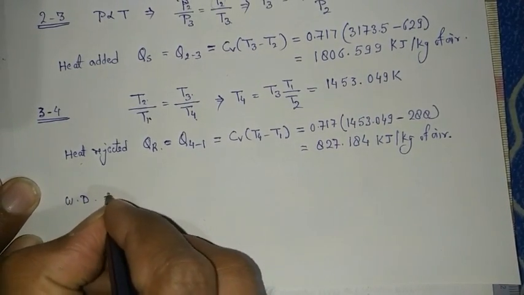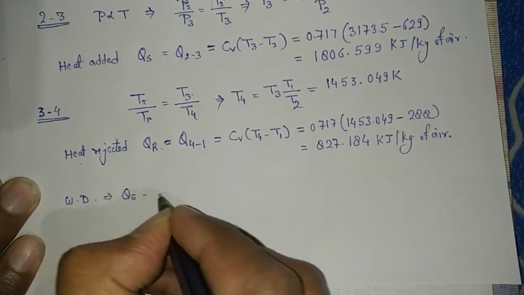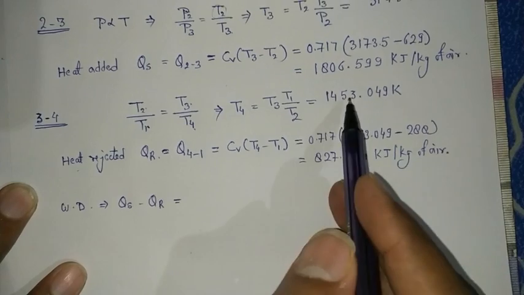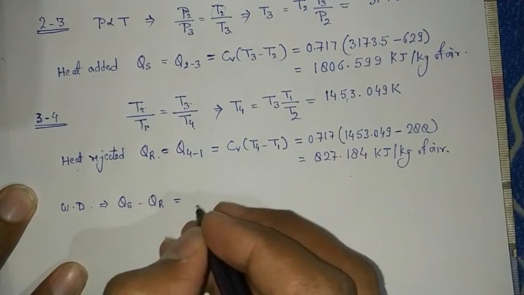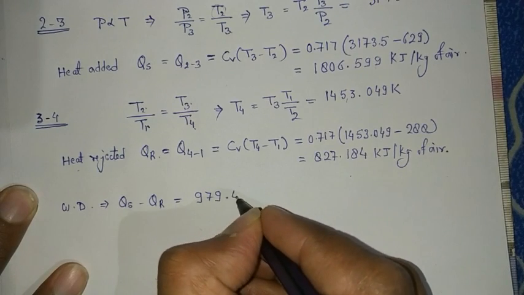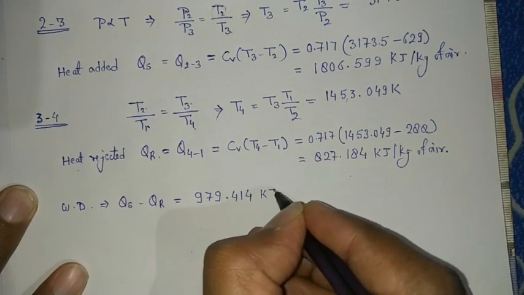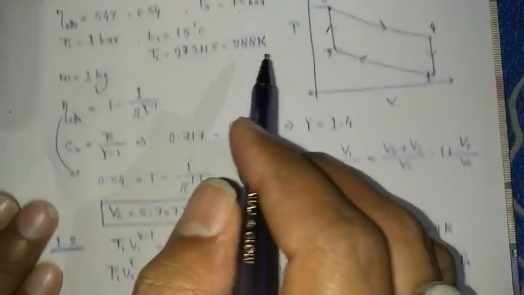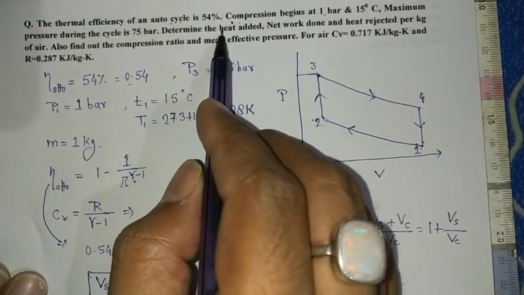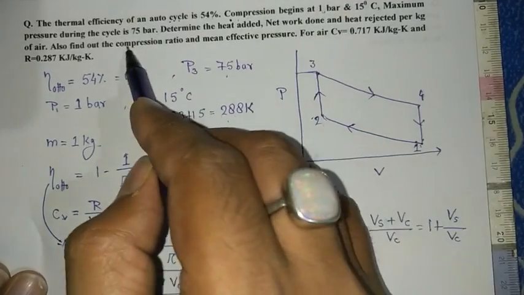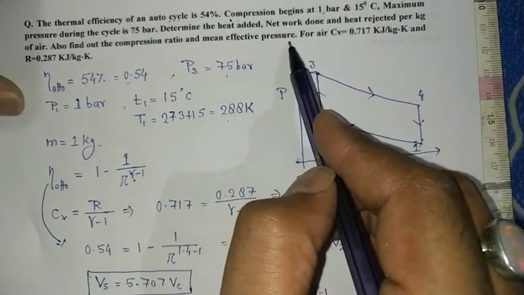Okay, so now work done. We know the work done is equal to Q supplied minus Q rejected. Both the Q supplied and Q rejected we know. So work done will be equal to 979.414 kilojoule per kg. Then last, we have calculated all the parameters, I think: heat added, net work done, heat rejected, compression ratio, and last the mean effective pressure is remaining.